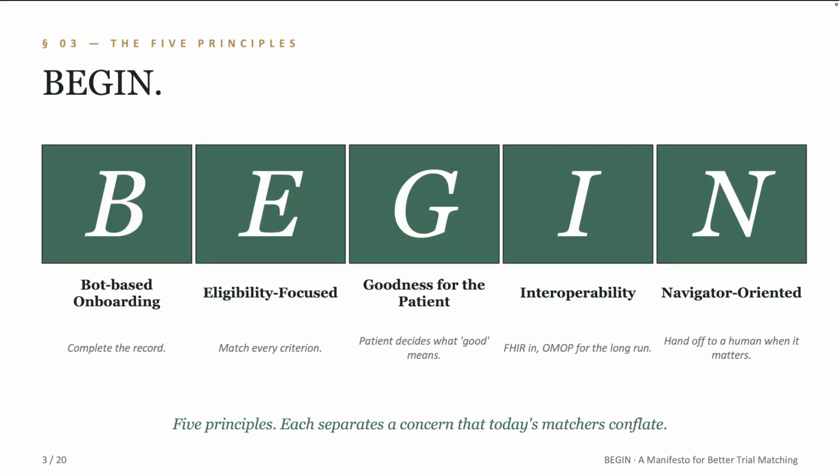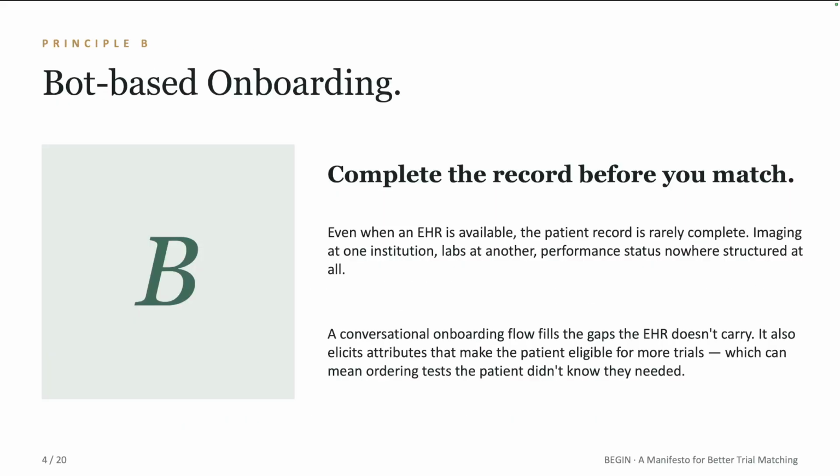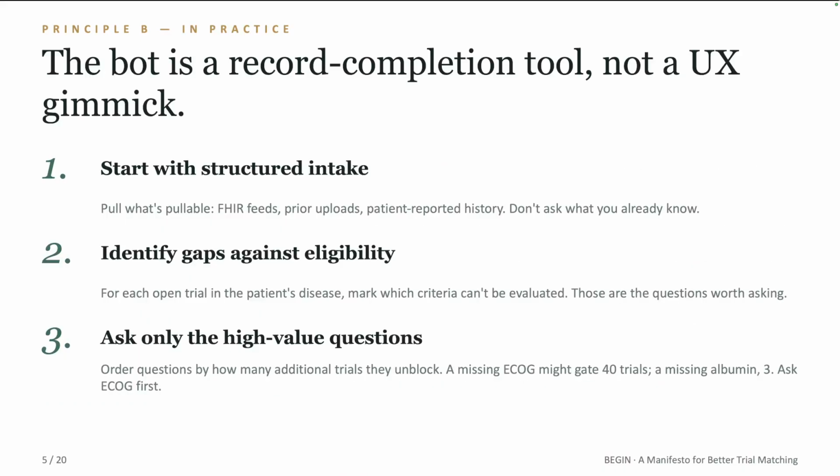So the principles that I've learned, I call them BEGIN principles, and we will go into each of these one by one. So you want to get a complete record, and even when the EHR is available, the patient record is rarely complete. The imaging might be in one place, labs in another, and so you want to have a dialogue with the patient to truly fill out the record. And luckily, with the emergence of large language models, this is fairly straightforward to do, and it also lets you deal with the vocabulary mismatch between the attributes you're looking for and what the patient knows.